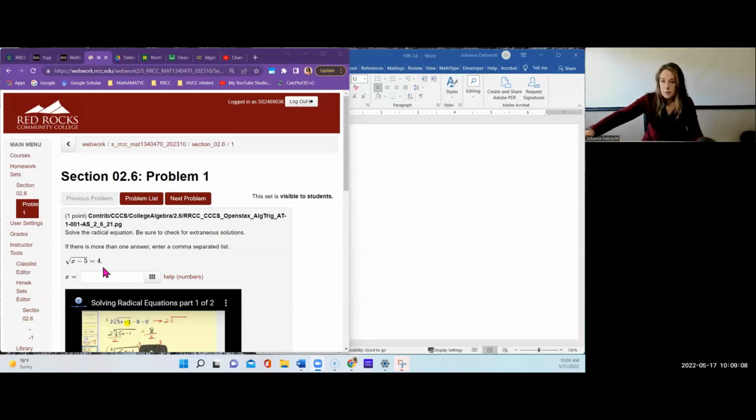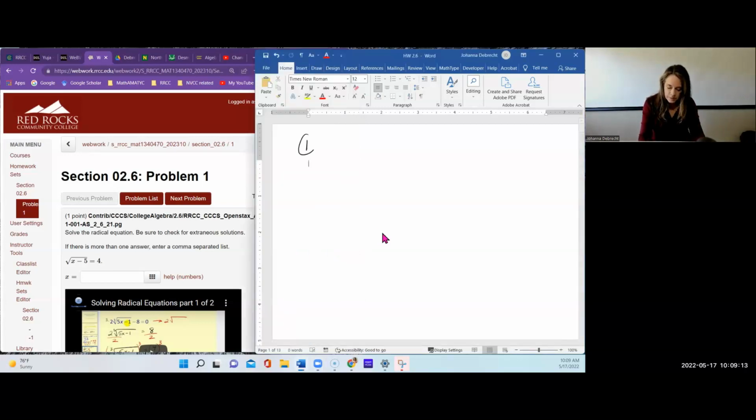We're going to start by rewriting the problem as we always do and numbering it to be sure that we keep it in order so that I can grade it more easily. Remember, a crabby professor is not a generous professor.